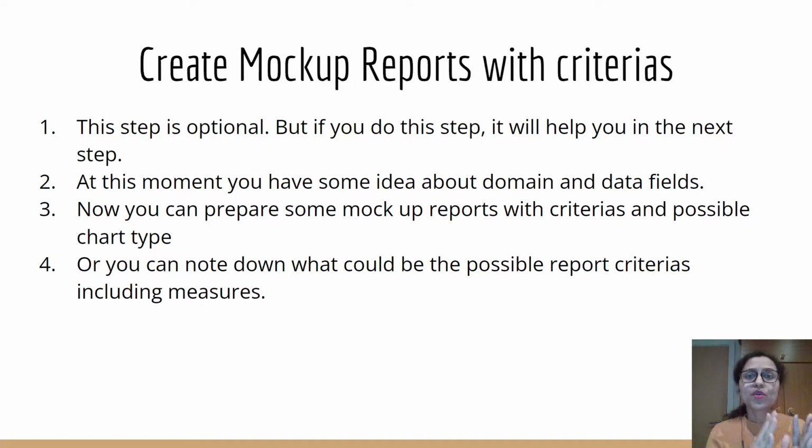Now you can prepare some mock-up reports with the criteria. Criteria means whatever columns are available in the data fields. From there, you can identify which is a dimension field and what the possible measures could be. You can also define some chart types, or note down all the chart types you can use for your development part, and note down some possible measures. For the healthcare domain, you can write total number of cases, total number of incidents, like this. Now your mock-up part is ready.